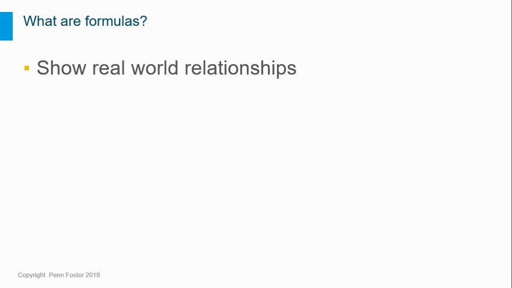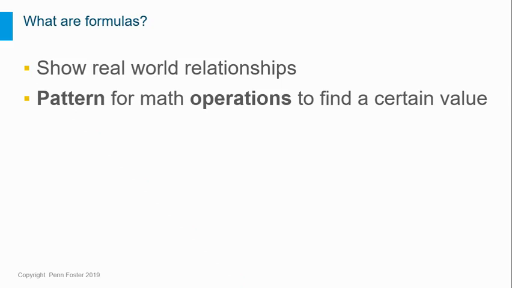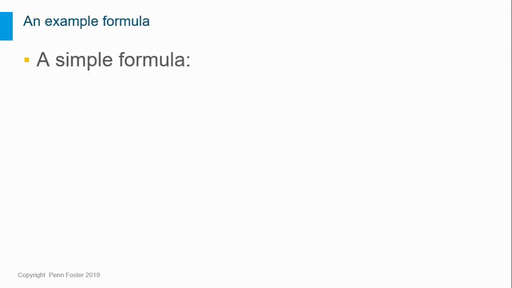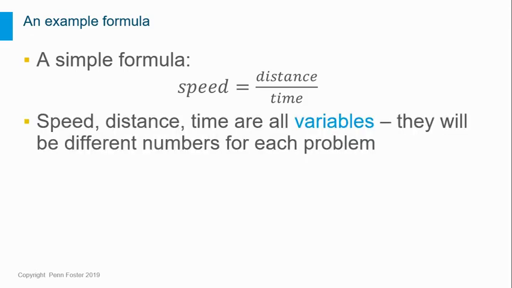You will see formulas in different math, science, and even social studies and business classes. Formulas show real-world relationships. They are a pattern for math operations that you can do to find a certain value. Let's look at a very simple formula. Speed equals distance divided by time. This tells us a pattern for finding speed. These words are called variables because their value will be different in every problem. The numbers will be different, but the pattern doesn't change.